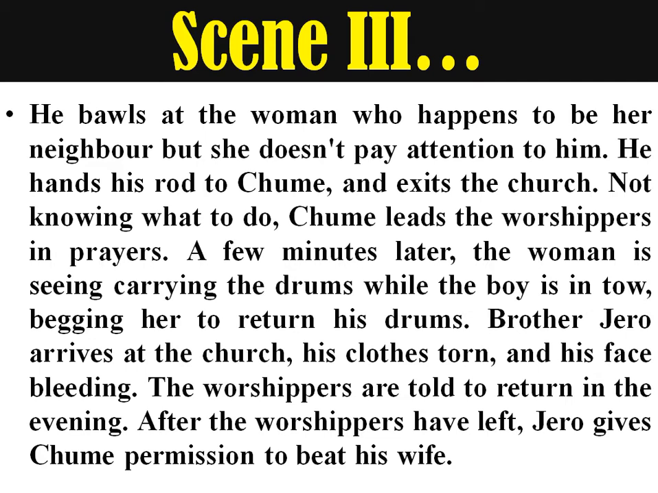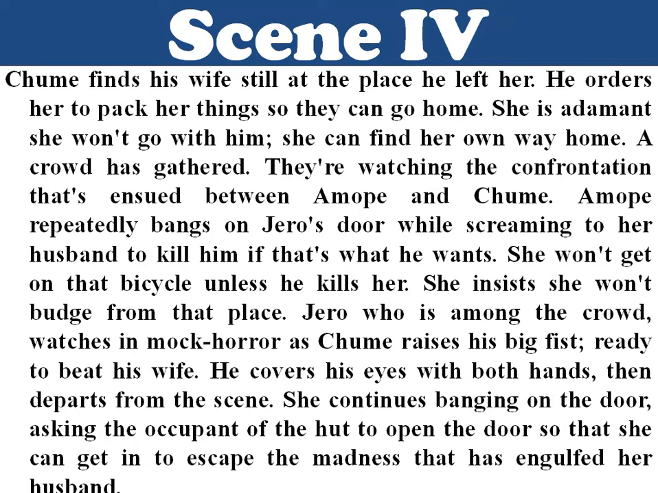So Brother Jero gave permission to Chume to beat his wife because his wife is the one responsible for the towel of his clothes. But when the interest of Chume was being jeopardized by the wife, he never asked Brother Jero's permission to beat her. So we can see that in this scene 4, Brother Chume came and told his wife that they should go home, but the wife refused. Why? Because the wife sensed that it was unusual.